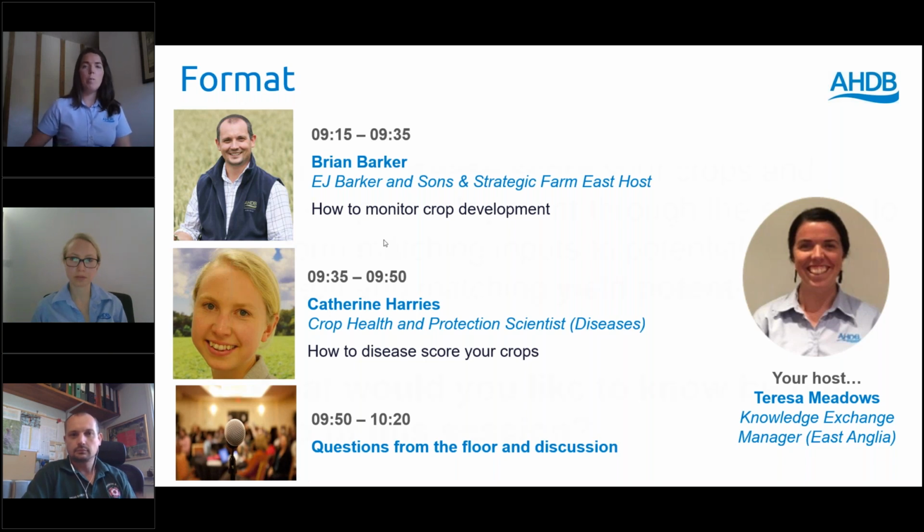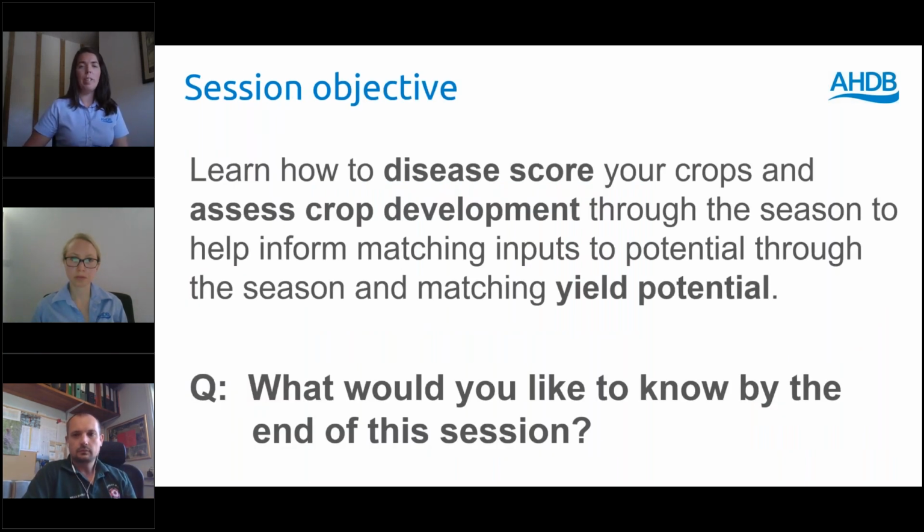So really the main outcome we're hoping for at the end of this morning is that you know how to disease score your crops and how to assess crop development through the season, and potentially use that to match inputs to your potential as you go through the season, looking at your yield and yield potential. But is there anything else that you'd like to know or to get out of it? And perhaps if there is, you'd put the question in the question box, if there's anything specific that you'd like to know, and then we can pick up on those as we go through and make sure that those questions are answered. Whatever that is, we'd be pleased to know, and then we can tailor this session to what you'd like as well.